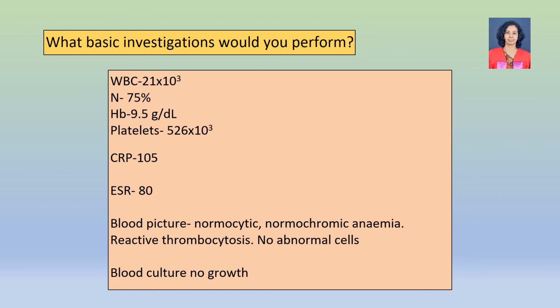And there is reactive thrombocytosis as well, which is also in favor of chronic inflammation. In addition, the blood picture did not reveal the presence of any abnormal cells. Therefore, a malignancy is unlikely and an infection is also unlikely. Okay, right, so we'll move on to the next step.